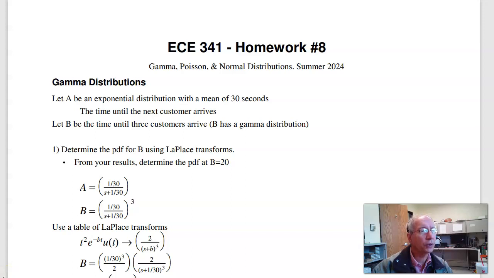Here are solutions to homework set number 8 for ECE 341. This homework covers gamma, Poisson, and normal distributions.